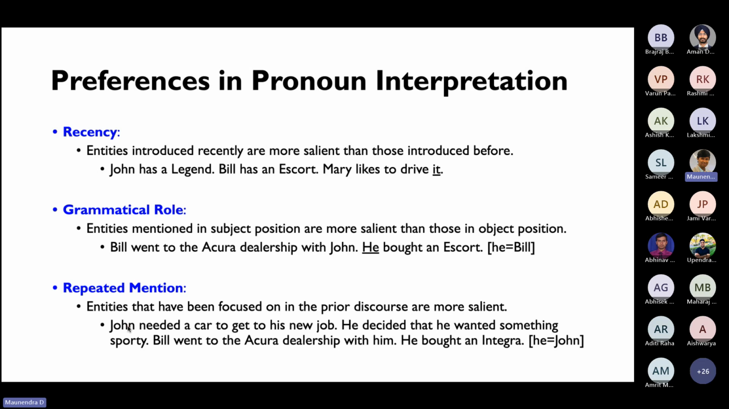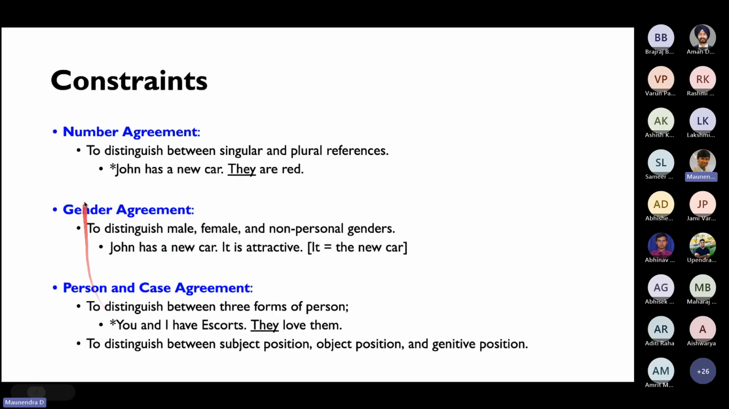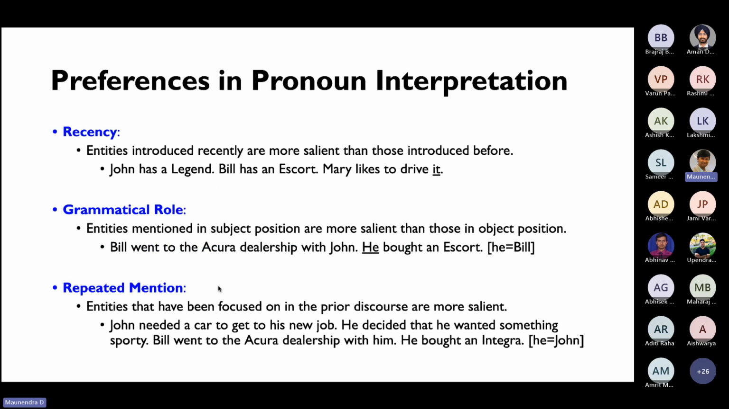So when we talk about these constraints, number agreement, gender agreement, person and case agreement, they are kind of filters. They allow something or disallow something. On the other hand, when we have these preferences, we are not exactly saying this is allowed and this is not allowed. It gives you some degree of belief that these two could be possible co-references or not.